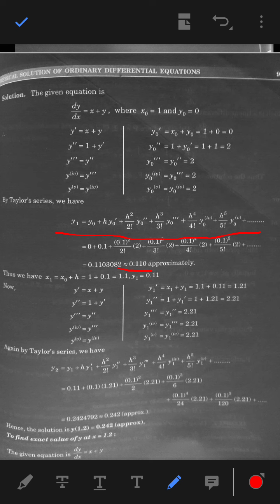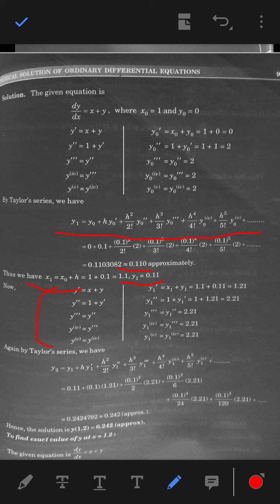Now this is the value of y1, that is at x1 = 1.1, but we are to find the value of the function at x = 1.2. So corresponding to x1 we have found the value of y1. Now we are to repeat this procedure again, and these are again the higher order derivatives. Now we are to find these particular values at x1, y1.